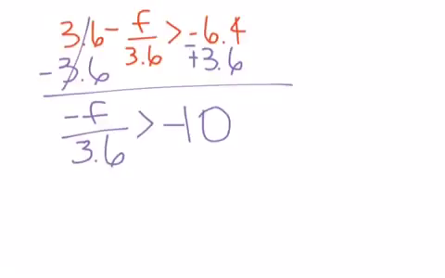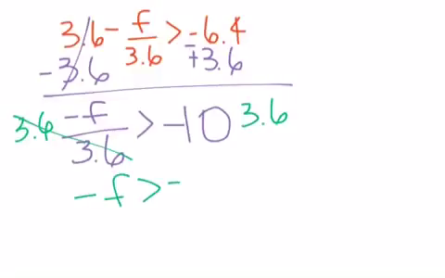This is a division inequality, so I'm going to multiply by my denominator, 3.6, on both sides. We have negative f is greater than negative 36. Negative 10 times 3.6 will be a negative 36.